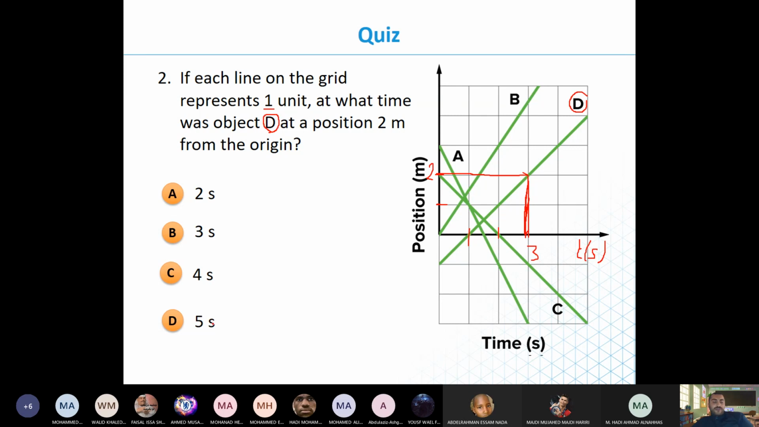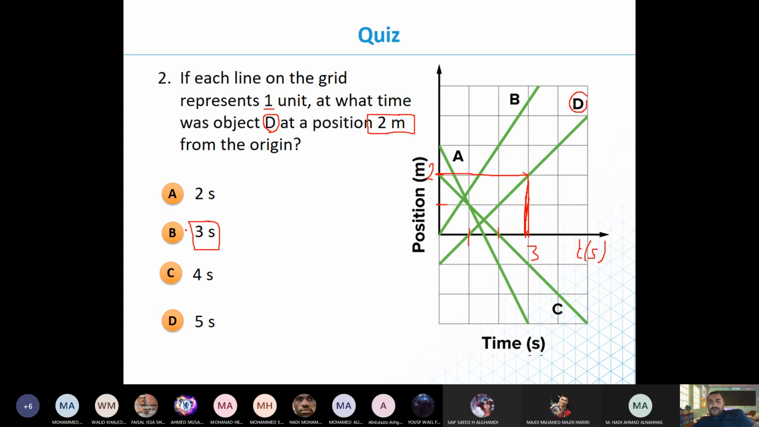2, 3, 4, or 5? B. 3. Mister, I'm talking about time, not about distance. Yes, what I meant is B, the correct answer, 3 seconds. B, yes. Okay, great.